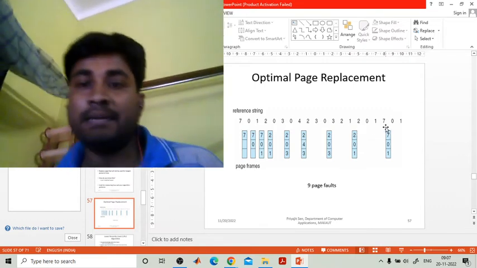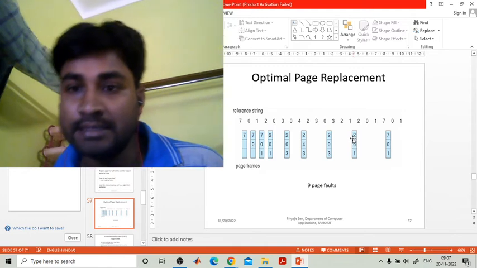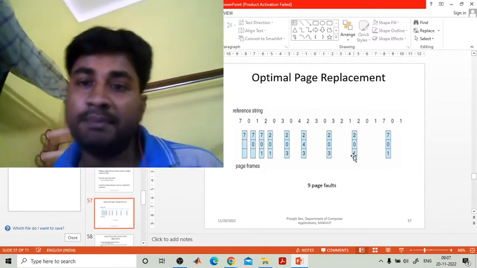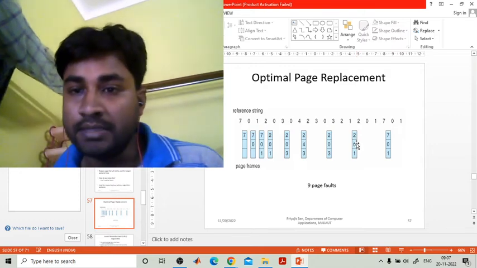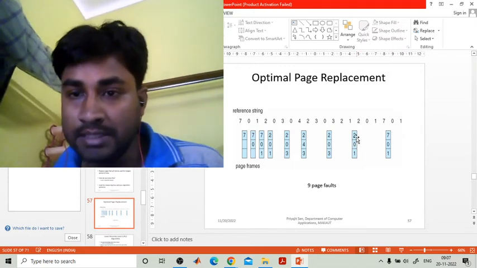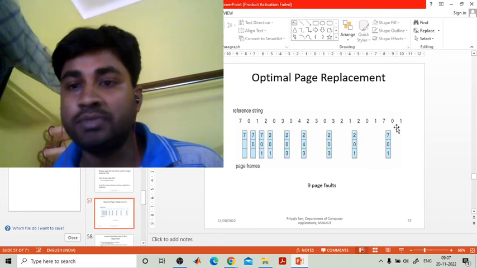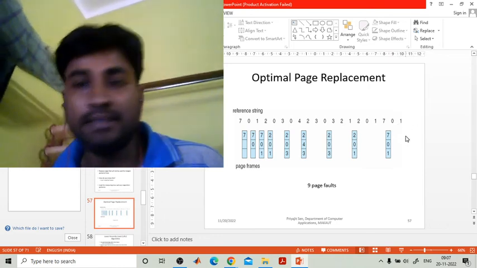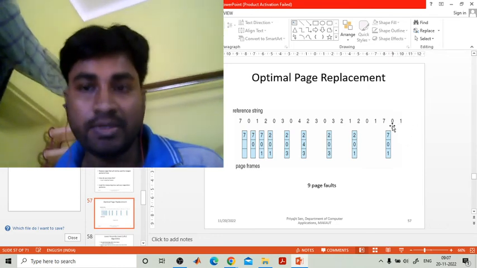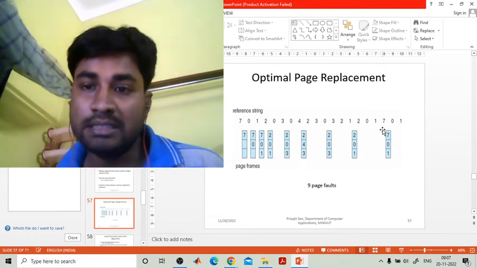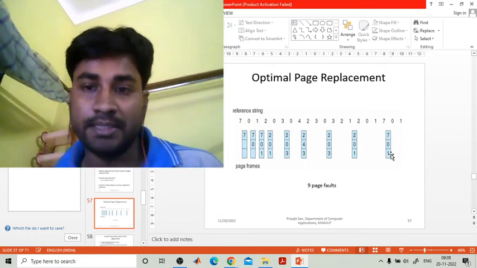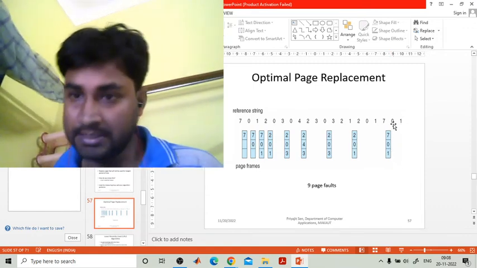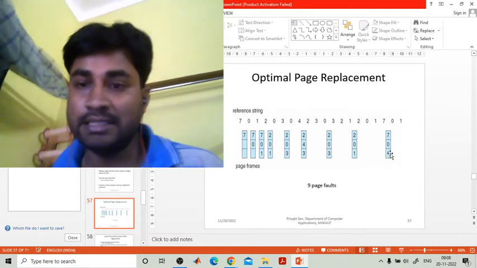Now 7 is coming. 7 is not present in this particular frame, so we have to replace a page. Among 2 0 1, which is the farthest one? 2 is not present after 7, while 0 and 1 are present, therefore 7 will be placed in the place of 2. So 7 0 1 will come here. Then 0 is a page hit and 1 is a page hit.